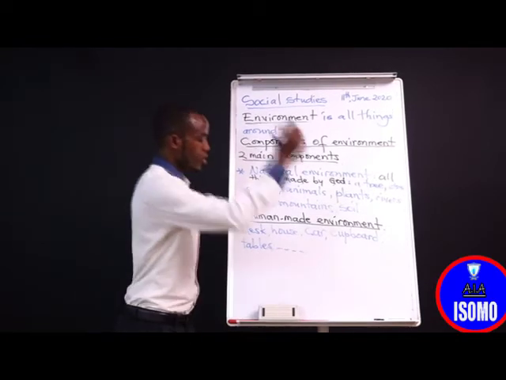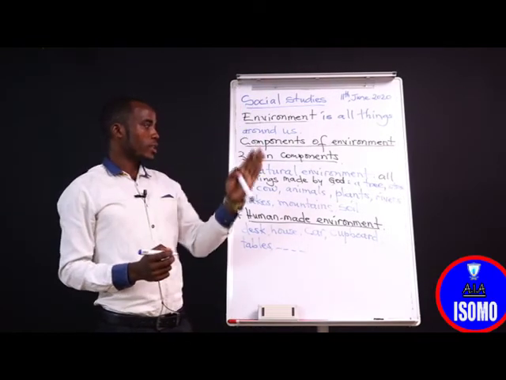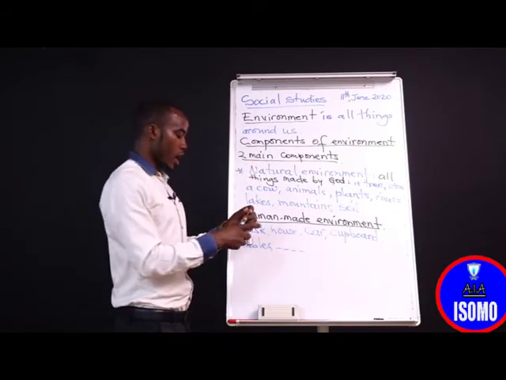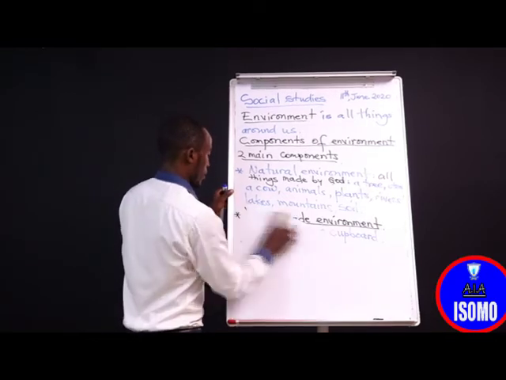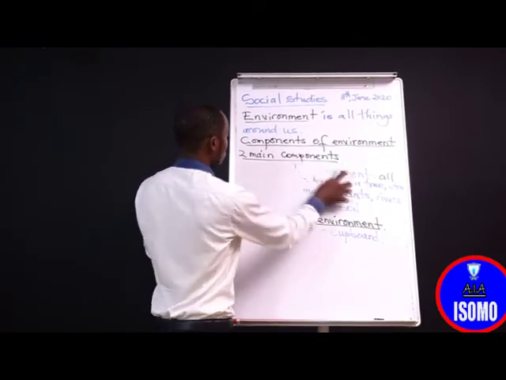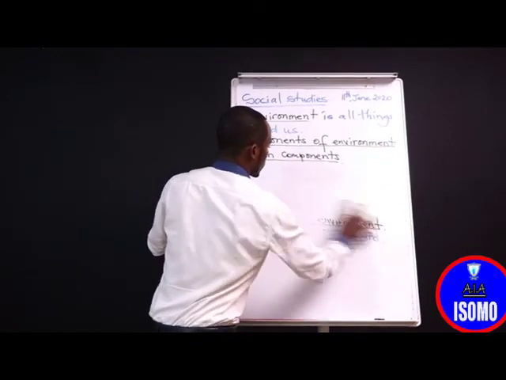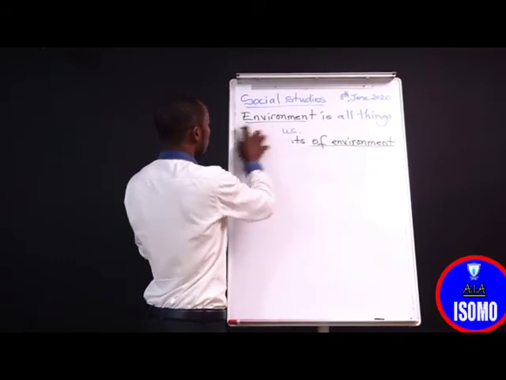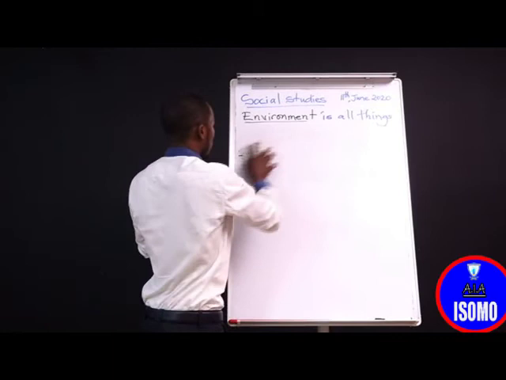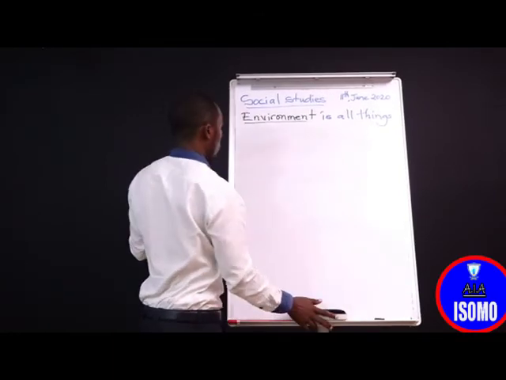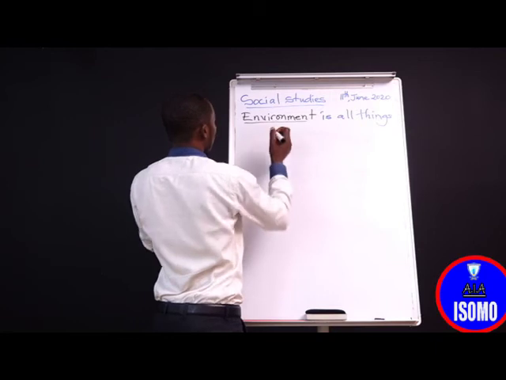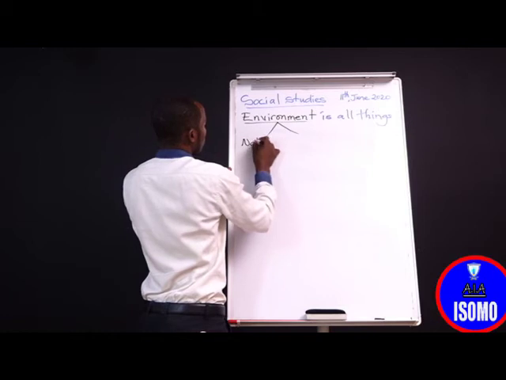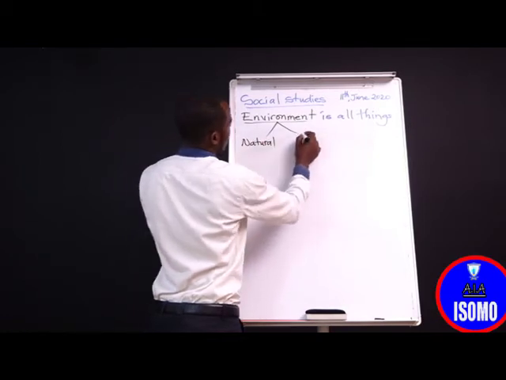And so on. Now I am going to show you a map which shows how these things follow each other, and I think you will remember them. Here we have environment. Environment is divided into two components. We have a natural environment, and we have a human-made environment.